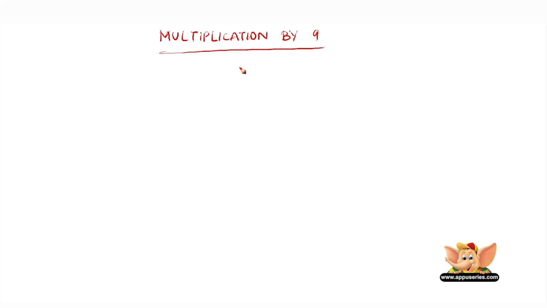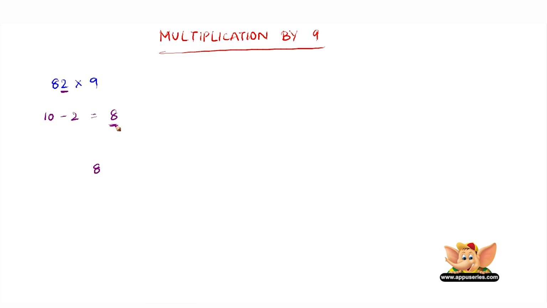Here, let us learn how to multiply numbers by 9. So let us do so with the help of an example. 82 into 9. Take the units digit of the number to be multiplied by 9 and subtract it from 10. So 10 minus 2 is 8. So the units place of the answer is 8.